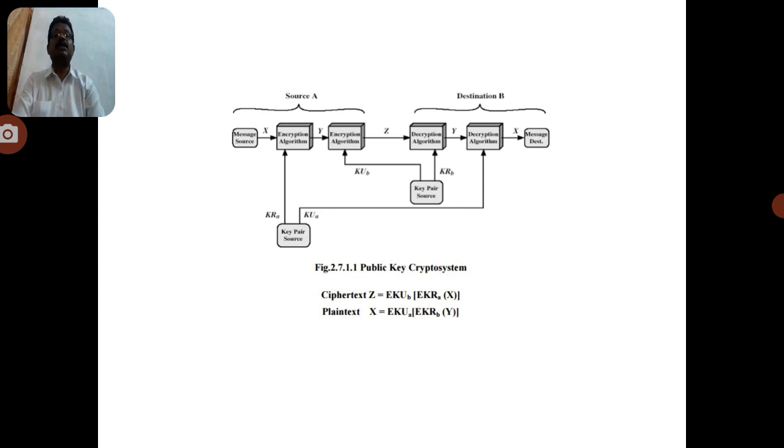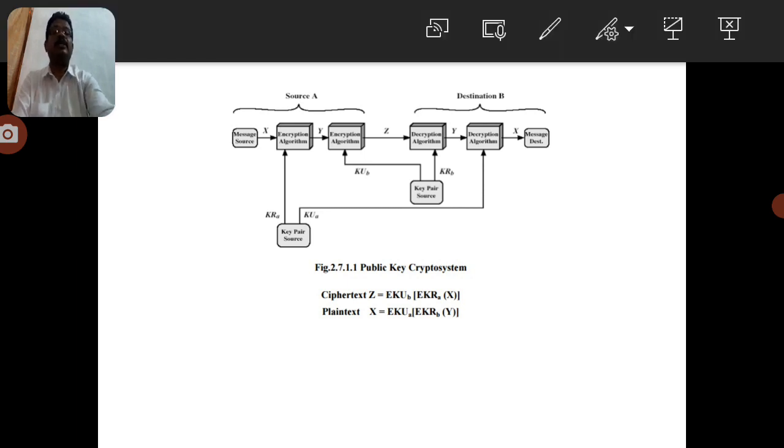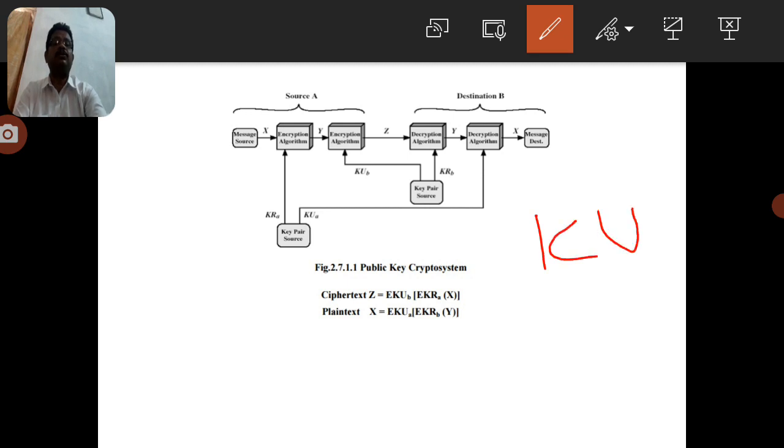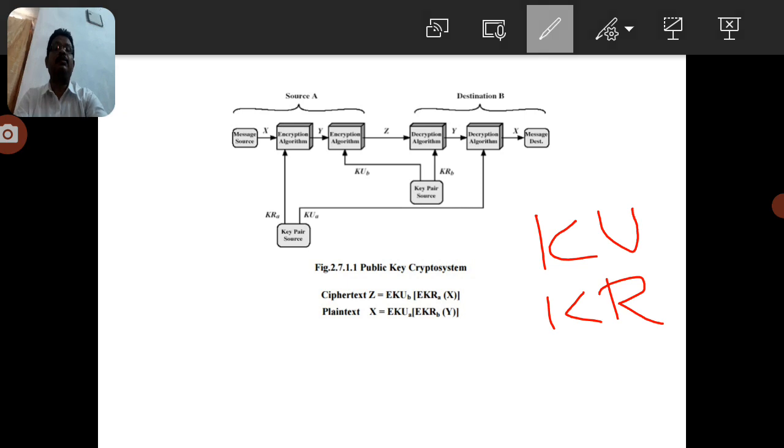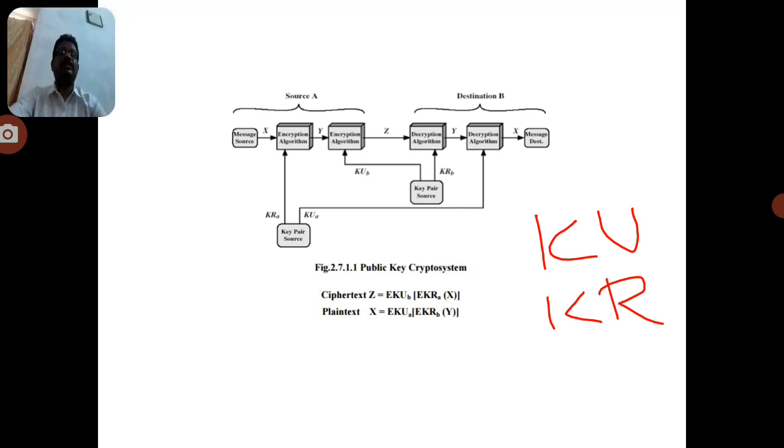So in the public key cryptography, two keys are used. The first key is the public key, which is denoted by KU, capital K and capital U. The private key is denoted by KR. So KU and KR are the representations of the public key and the private key.